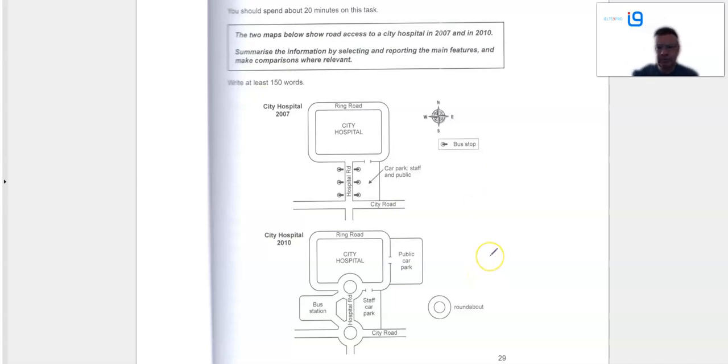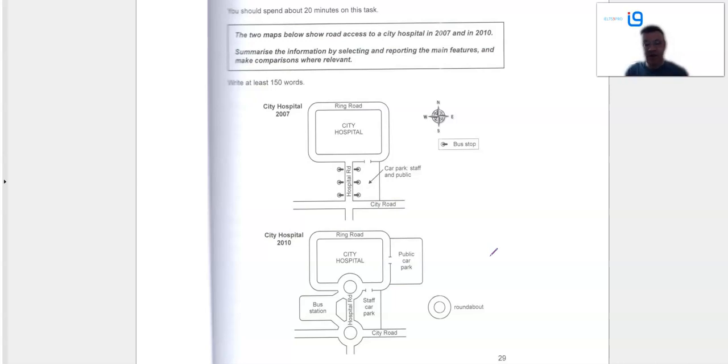So one of the things here, which I was talking about in the map question, the previous one, is there's not a lot of change here. So your word count might be a little bit low if you're not careful. Also, to improve your cohesion and coherence score, it's a good idea to have a clear starting point.